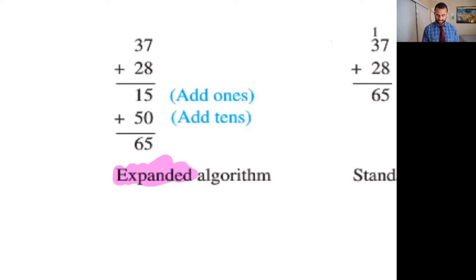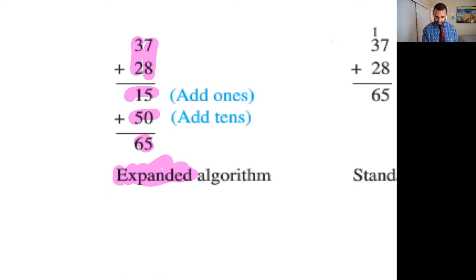And the idea is this. You first add the ones, but you just write the number that you get underneath. You write 15. And then what you do is you add the tens, and you write the number that you get underneath. That's 50. And then you can add those together and you'll get 65. Now, the interesting thing about this algorithm is that there was no carrying or moving a 1 anywhere. The results were nicely stacked right below.